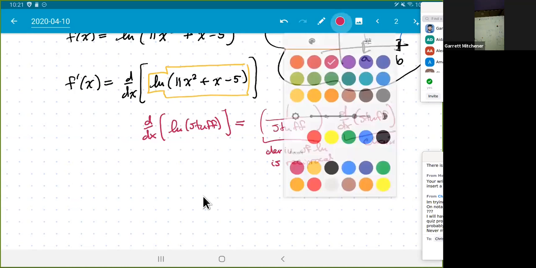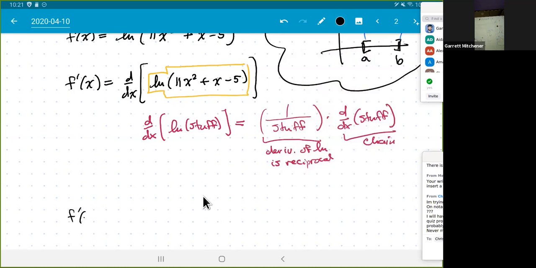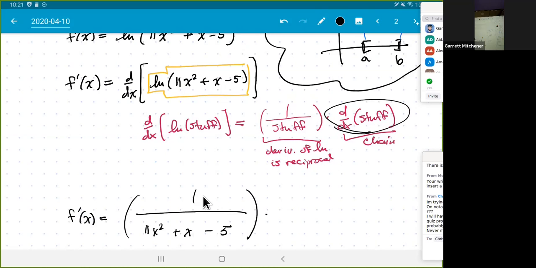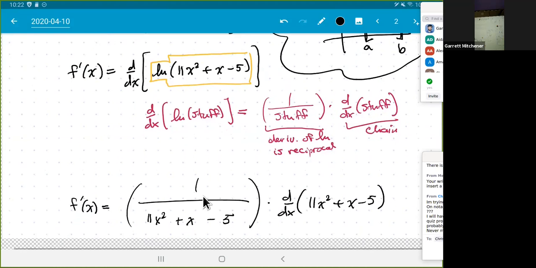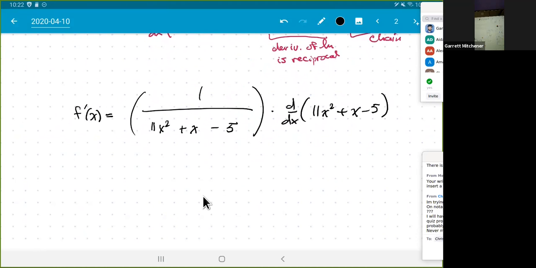Let me go back to my black ink. F prime of x. Okay, here's the stuff inside ln. That's what needs to go in that reciprocal part. So 1 over 11x squared plus x minus 5. And then over here, I need to put the derivative of the stuff. So derivative of 11x squared plus x minus 5. So that's just handling ln and setting up the product rule.